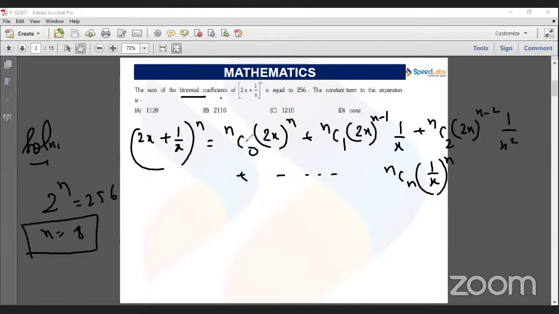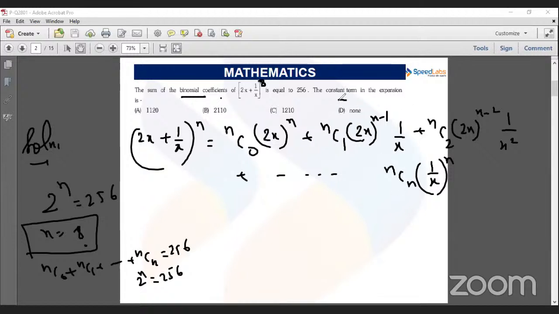It does not say the coefficient of the expansion, because then the 2 power would also come in, all these terms. It just says nC0 plus nC1 plus nC2 up to nCn. So nC0 plus nC1 up to nCn is 256, or 2 power n is 256. So n is 8 here. So we got n as 8. Okay?